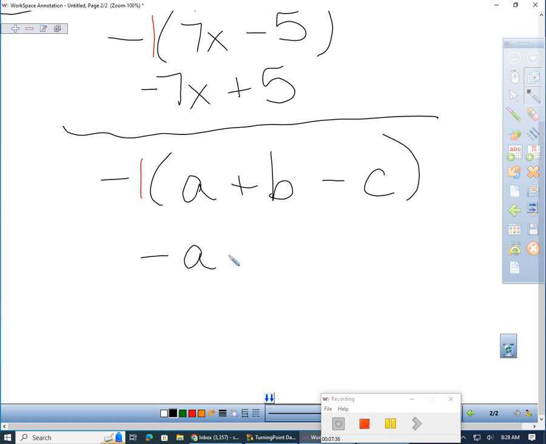Go ahead, Wyatt. What did you say it was? A? Uh-huh. Perfect. Very good. Negative 1 times A, negative 1 times B, and negative 1 times a negative makes it a positive. Nice job. Okay, so the actual distributive property isn't too bad. There is another section in here where we're actually going to use the distributive property in a different way.